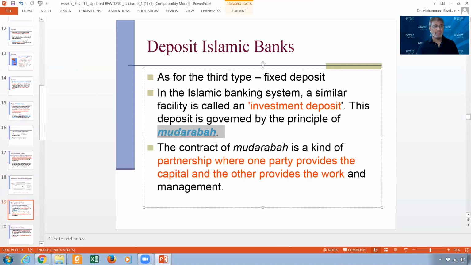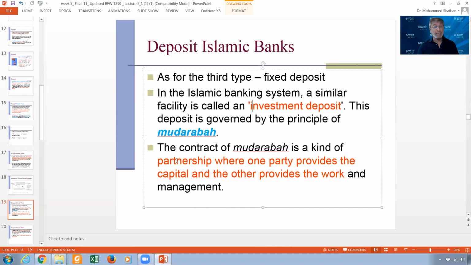Deposit is coming under the word mudaraba. And mudaraba is the name of the contract. Mudaraba is a kind of partnership where one party provides the capital and the other party provides the work and management. This is a profit and loss sharing account. So you as a depositor will be like an investor, and the bank will be like an entrepreneur. So now the entrepreneur will work for you.